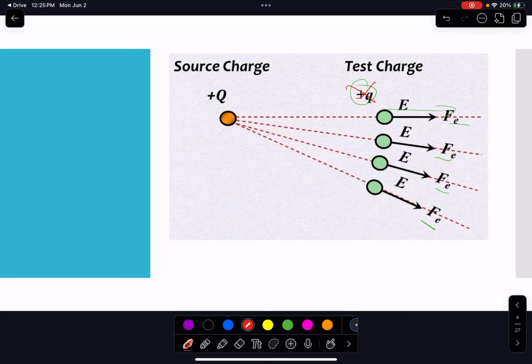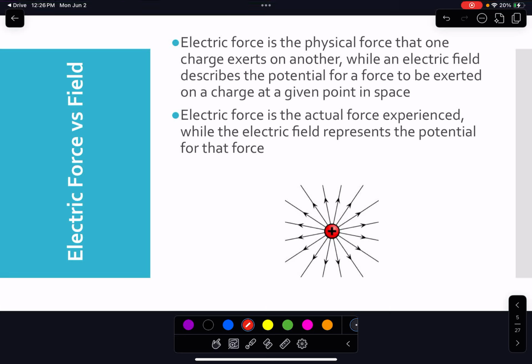All right, so what we're going to do this week is be able to calculate the force that would be applied, or the strength of the field at any given distance, or the force being applied at that specific distance or for that specific charge.